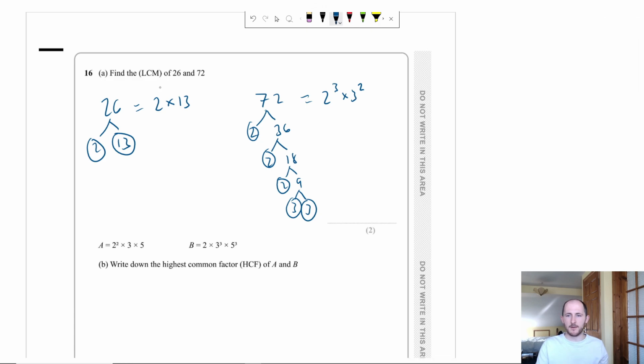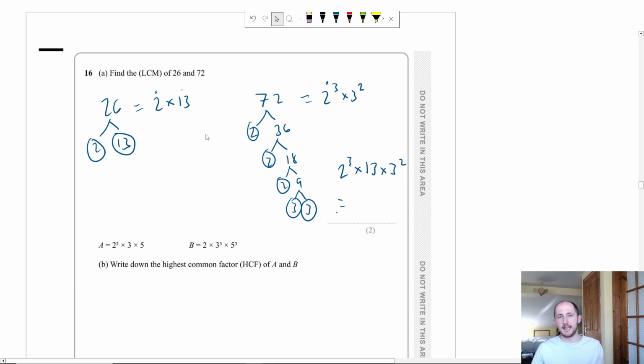all you're going to do is write the highest power of each number that you see here. So I have 2, right? Which one's the highest power? 2 cubed. So I'm going to write 2 cubed times. I have 13. What's the highest power? Well, it's just 13, right? Because there's only one 13. And then 3 squared. That will always give you the lowest common multiple.